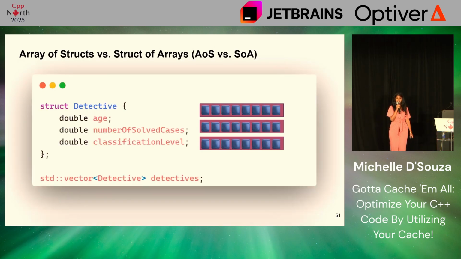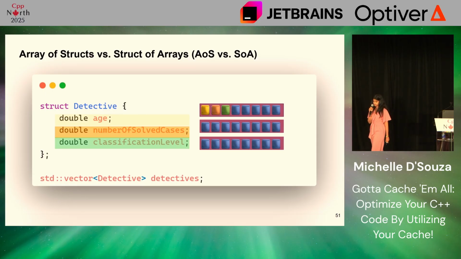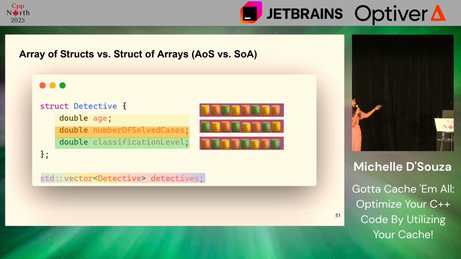OK, arrays of structs and structs of arrays. So this is something I stole from data-oriented design, mainly from the game industry, and brought it into our code base. What we're doing is we have a struct, and we have a double for age, a double for number of solved cases, and for classification level. And we have a vector of these structs. And so that's what it would look like in the cache.